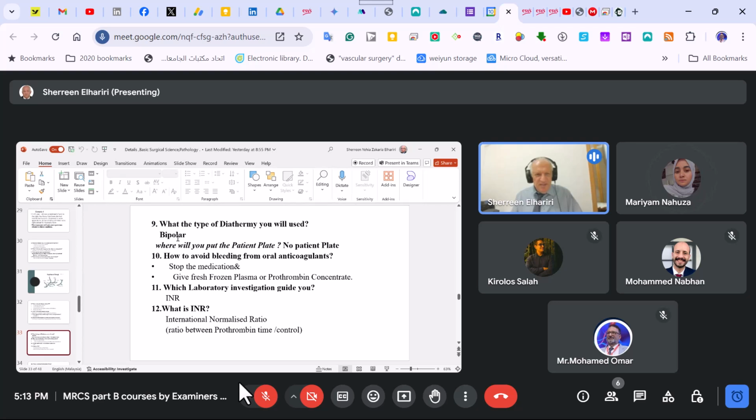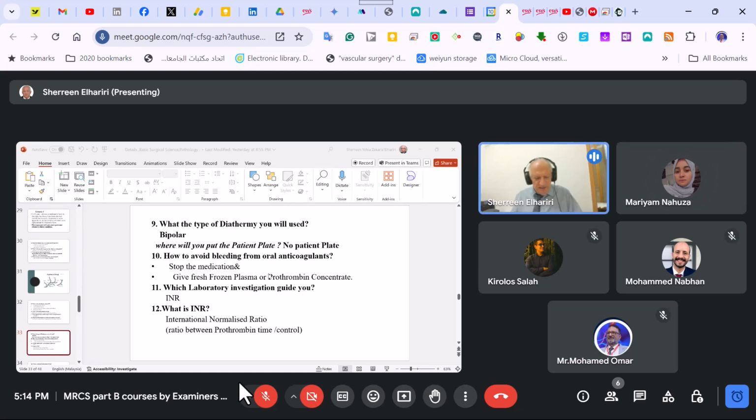What type of diathermy is used in this patient because of the valve? Bipolar. Where do you put the patient plate in bipolar diathermy? In bipolar, you don't actually need to put a patient plate because both plates are adjacent to each other in the device. Okay, all right.